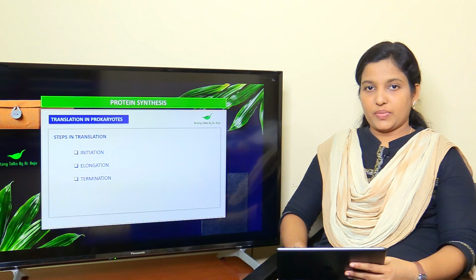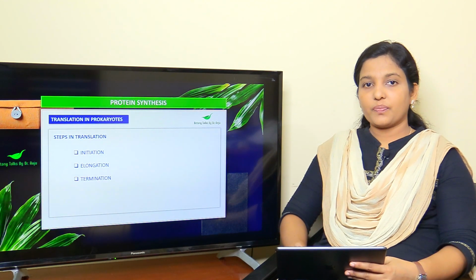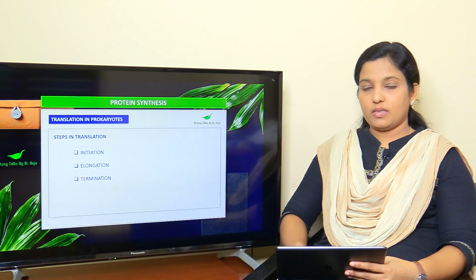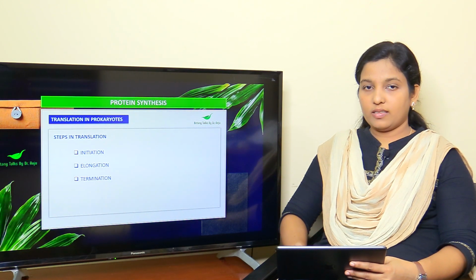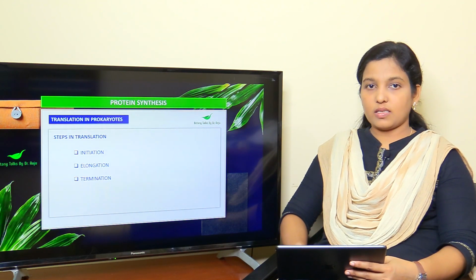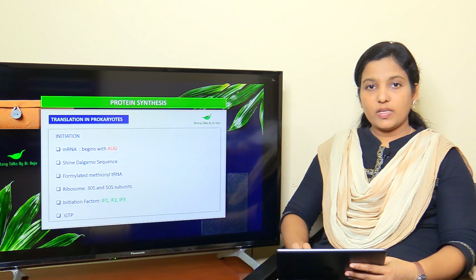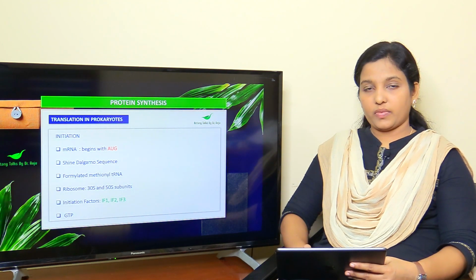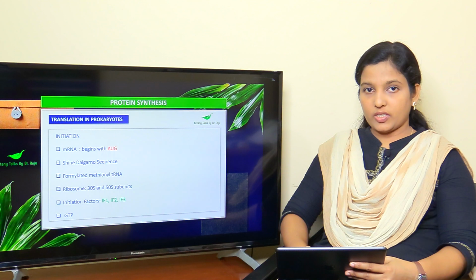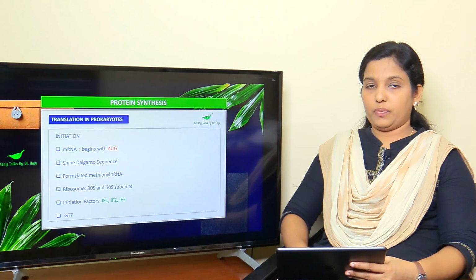What are the different steps in prokaryotic translation? There are three steps: initiation, elongation, and termination. These are the three steps in protein synthesis of prokaryotes. The first step is initiation. Initiation requires different components such as mRNA, formylated methionine-tRNA, 30S ribosomal subunit, 50S ribosomal subunit, initiation factors, and GTP molecule.